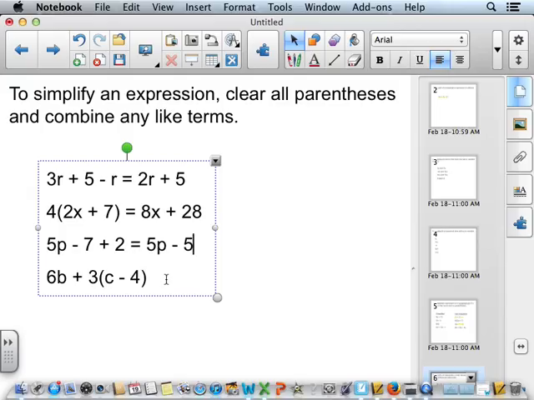Here I can distribute the 3 by multiplying by c and negative 4. So I will have 6b plus 3 times c is 3c, and 3 times negative 4 is negative 12. So I will have 6b plus 3c minus 12.